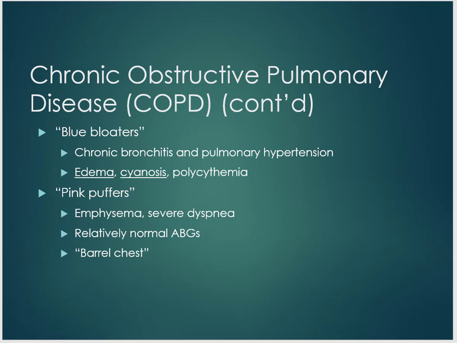There are two types of COPDers. The first one are the blue bloaters, and those are individuals that have chronic bronchitis and pulmonary hypertension. You may see that they have edema, cyanosis, and polycythemia. The second are your pink puffers. Those are individuals that have emphysema and have more severe shortness of air. They have relatively normal ABGs, and they may also be noted to have a barrel chest.